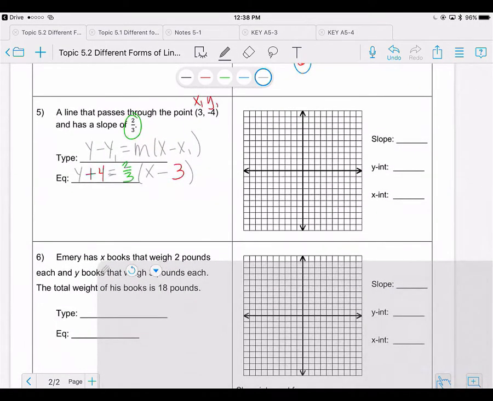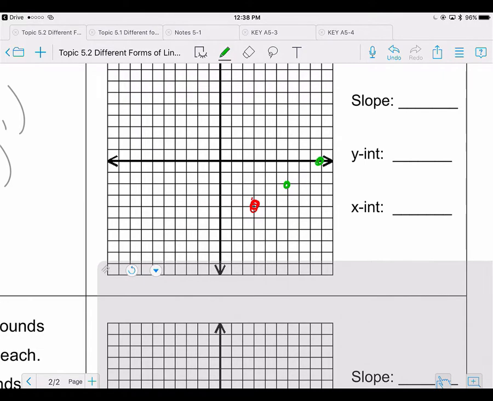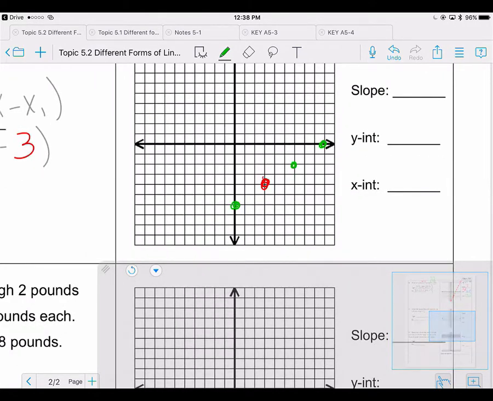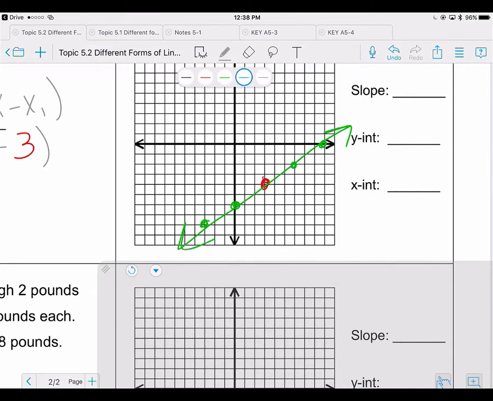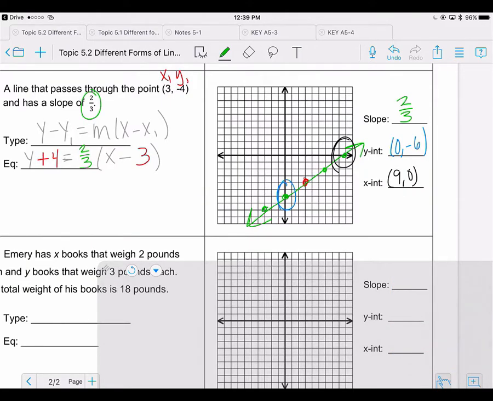And then again, we don't have to convert, so let's just use that point. The point 3, negative 4 is right here. And then slope of 2/3, so up to right 3, up to right 3. We can also go down to left 3. And I can see that my y-intercept is down at negative 6. My x-intercept is over at 9, 0. And then the slope of 2/3 was given to me.